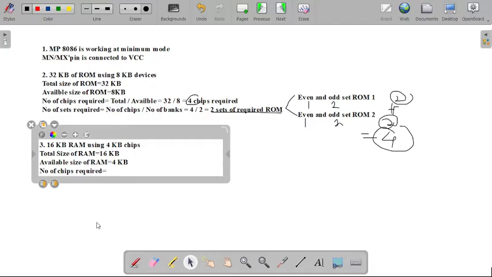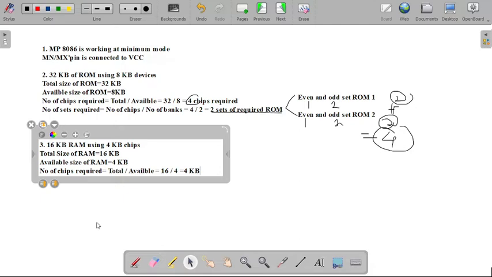So how many chips will be required? We can identify it by using total size divided by available size. The total size is 16 KB divided by the available size of 4 KB. So 16 KB divided by 4 KB, we got the number 4.